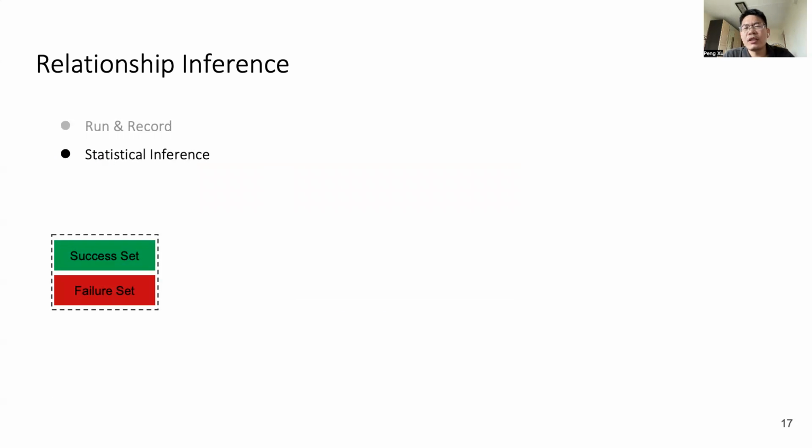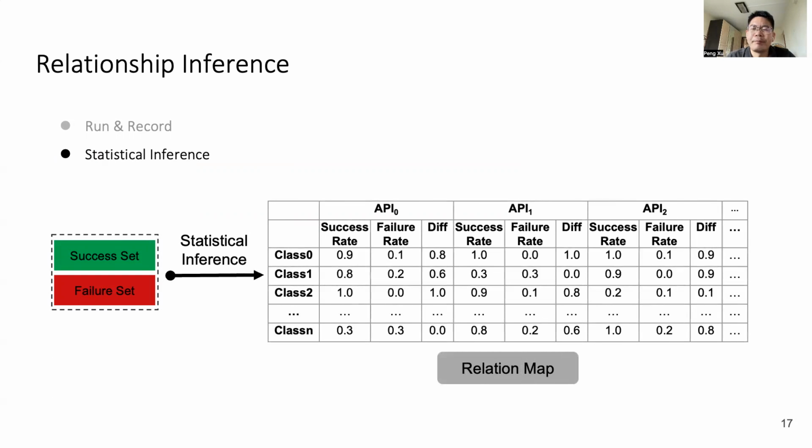After we divide all samples into success set and failure set, we use a statistical method to infer the relationship between object classes and scripting API, and we get a relation map. As you can see from the map, the success rate is the percentage of samples that contain this class of objects in the success set. The failure rate is the same percentage in failure set, and the difference is the difference between success rate and failure rate. We think the difference value represents the strength of the relationship between object classes and scripting API.